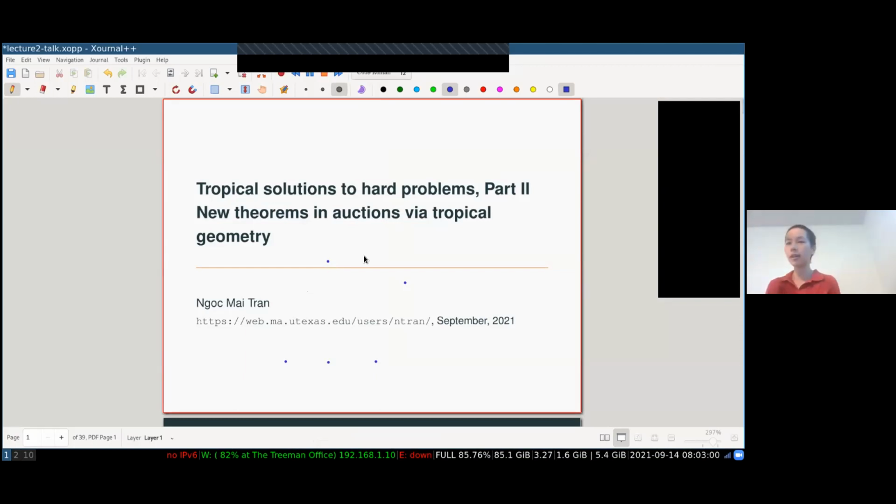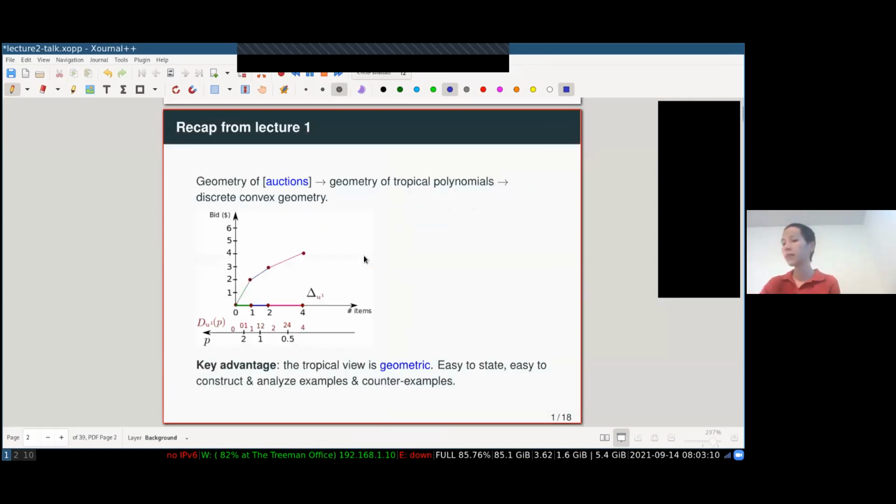Yeah, so today I'll talk about tropical solution type problems with new theorems in auctions by tropical geometry. Okay. So here's a recap from lecture 1. Last time we talked about tropical geometry as a way to translate questions about auctions to questions about polynomials, and then take the Legendre transform, and we get to think about regular subdivisions.